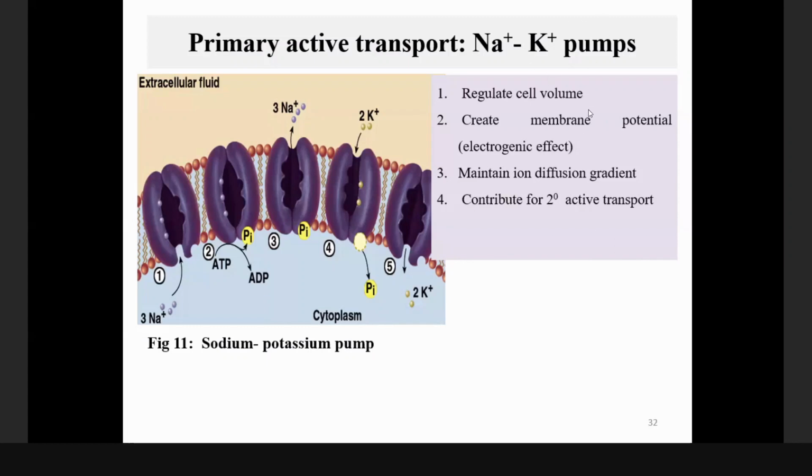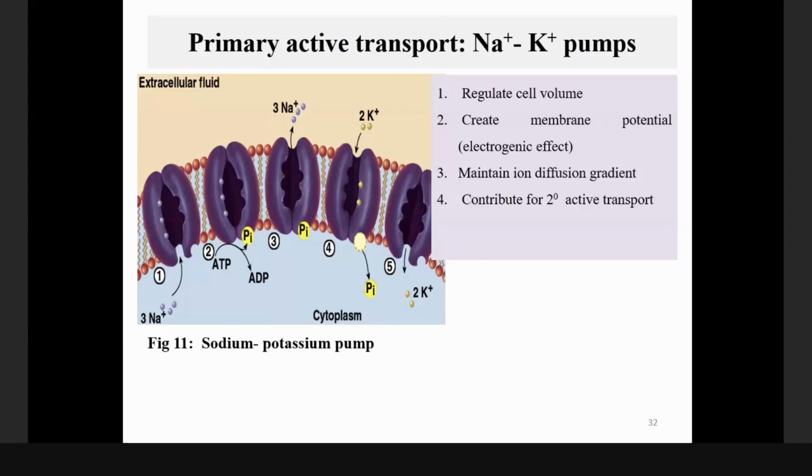It also maintains the ionic diffusion gradient. That means when 3 sodium leaves the cell, sodium is highly accumulated outside the cell, and sodium may enter into the cell through diffusion. That is sodium influx, which is passive, and that is because of the sodium potassium pump that tries to accumulate more sodium outside.